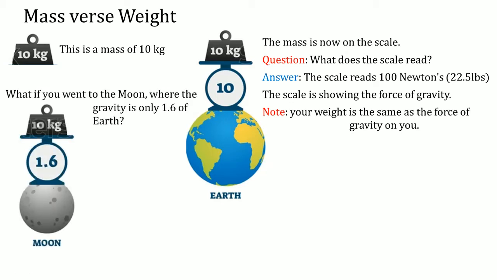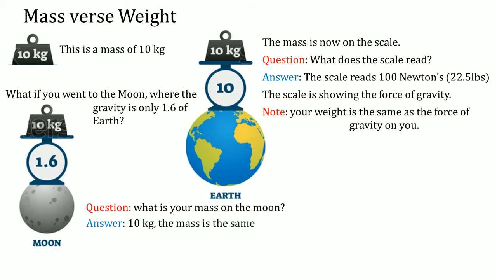Likewise, if we were to take the same mass, which is that 10 kilograms, onto the moon where the gravity is 1.6 of Earth, we can say, what is the mass on the moon? It would be still 10 kilograms. The mass is still the same. The mass does not change. It's still 10 kilograms. What does the scale read?